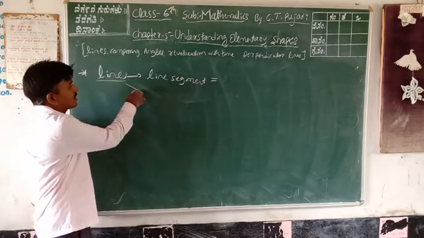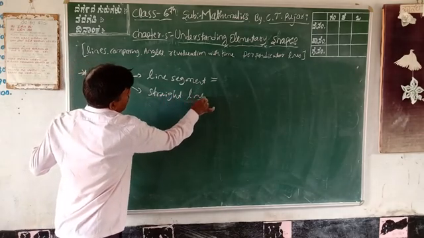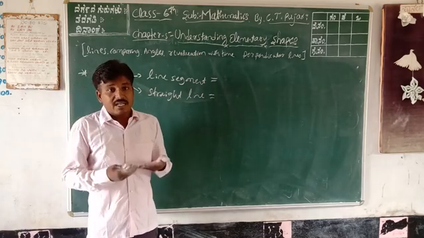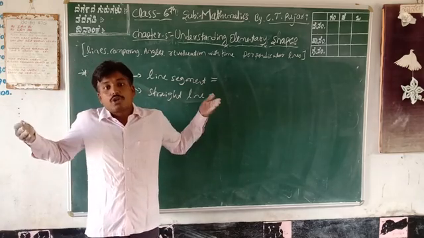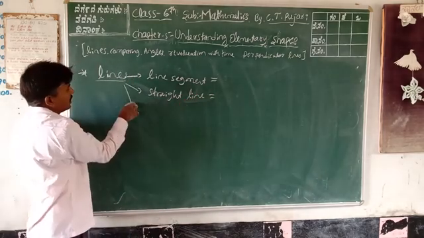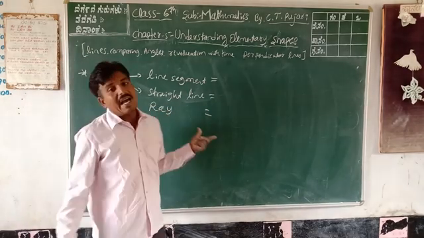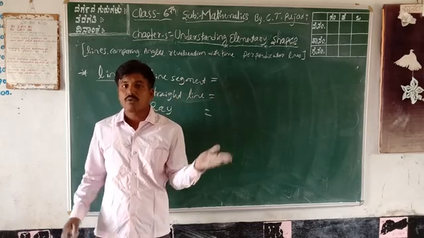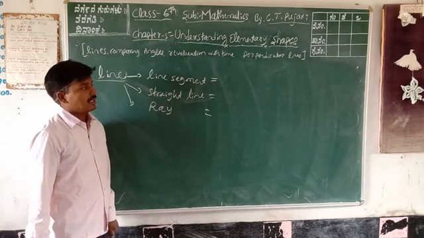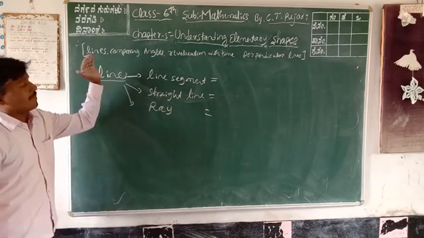The next one is what? A straight line. A straight line is a line that has no end point, or a line that goes in opposite directions with no end point. That is a straight line. The third one is a ray. A ray is a line that has only one direction and only one end point. That is a ray. Next, the curve line is also here, no problem. Now you study the comparing of lines.